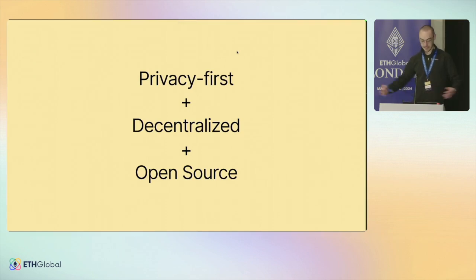World ID as a whole is built to be privacy first, decentralized, and open source. Any information that we don't need to know in order to prove that you're a unique human, we don't want to collect, don't want to store. It's designed to be decentralized, and we have a wonderful blog post that can go more in depth about that. And it's open source.